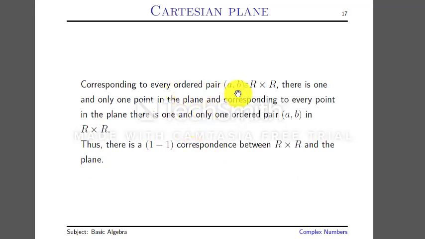Corresponding to every ordered pair which belongs to R cross R, there is only one point in the plane, and corresponding to every point in the plane, there is only one ordered pair in R cross R. So every point in the Cartesian plane must be defined by an ordered pair, and every ordered pair must be labeled by some point. So there is a one-to-one correspondence between R cross R and the plane. R cross R and the plane are the same thing, because the plane is actually a span of R and R. Every point in the plane, every point in R cross R, is labeled by an ordered pair, defined by (x, y).